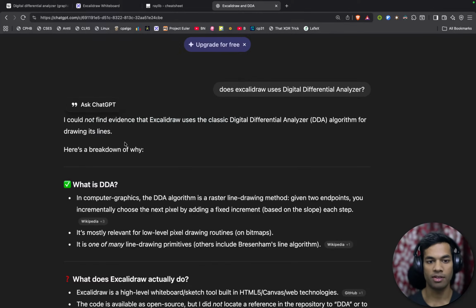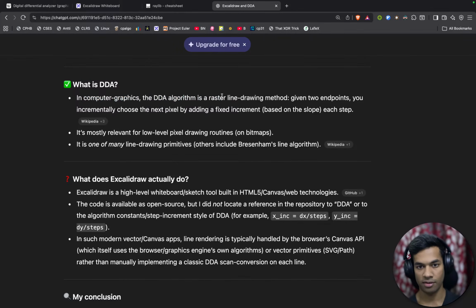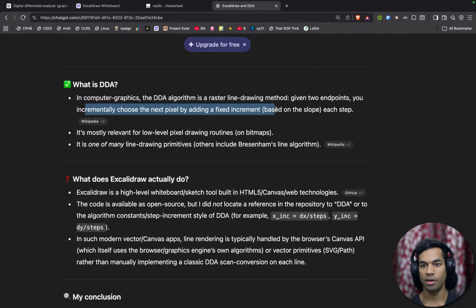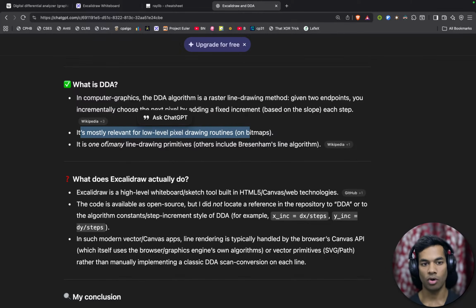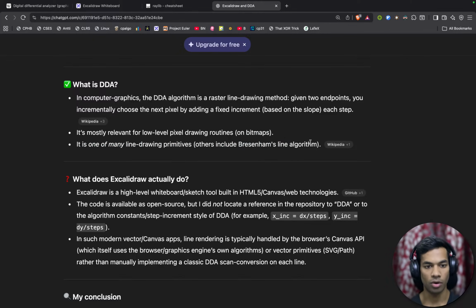Okay, they don't know specifically, but in computer graphics, the DDA algorithm is a raster line drawing method. Given two endpoints, you incrementally choose the next pixel by adding a fixed increment based on the slope. It is mostly relevant for low-level pixel drawing routines on bitmaps. It is one of many line drawing primitives. Others include the Bresenham algorithm.